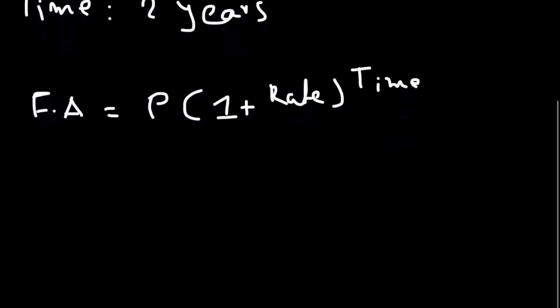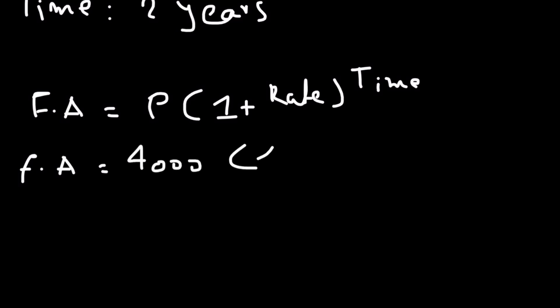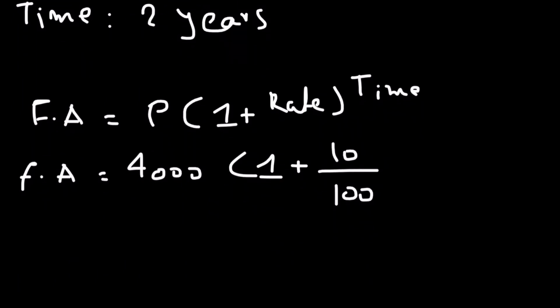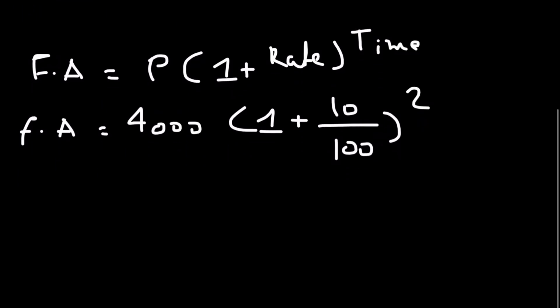Okay, so now let's put the numbers in here. My principal was 4,000 multiplied by 1 plus my rate, which is 10, but I should write it with a denominator of 100. You know why? Because 10 is a percentage, and to turn it into something that can be easily used in a formula, we should change it to its fraction form. So that's why we're doing this, and the power is 2, right? Because we have 2 years.